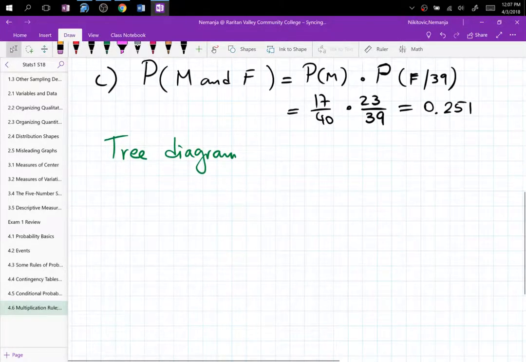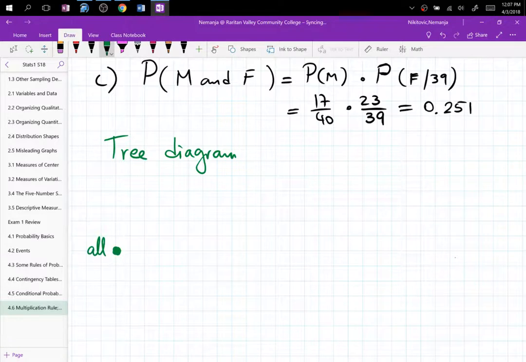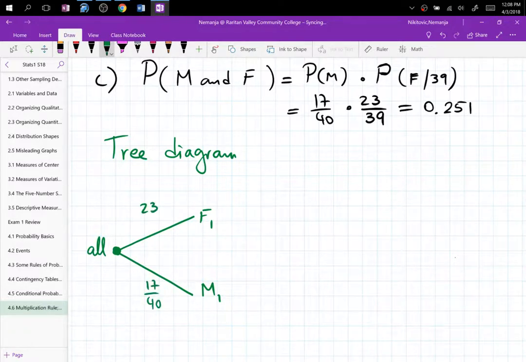All right, so let's take a look at these probabilities. We're going to start where we have everyone on the pile. And then there will be a probability to pick a female first, and a probability to pick a male first. And the probabilities are 17 over 40 and 23 over 40. So those are the associated probabilities.